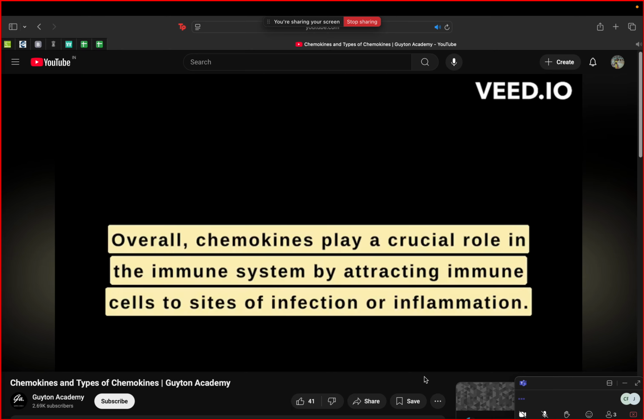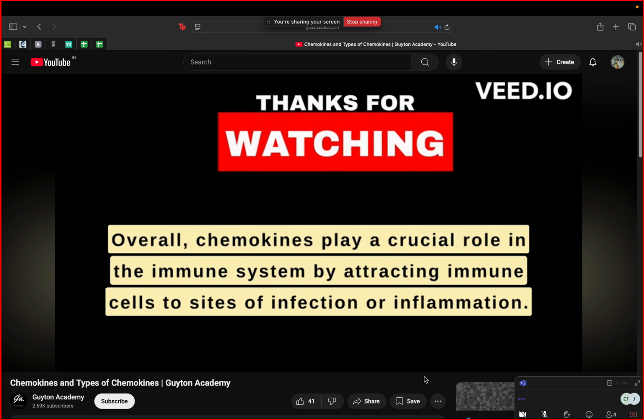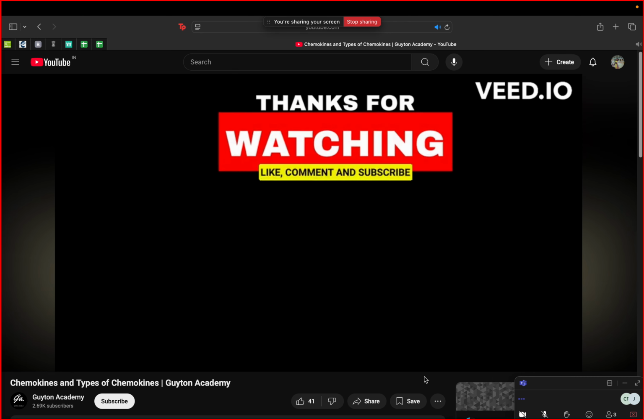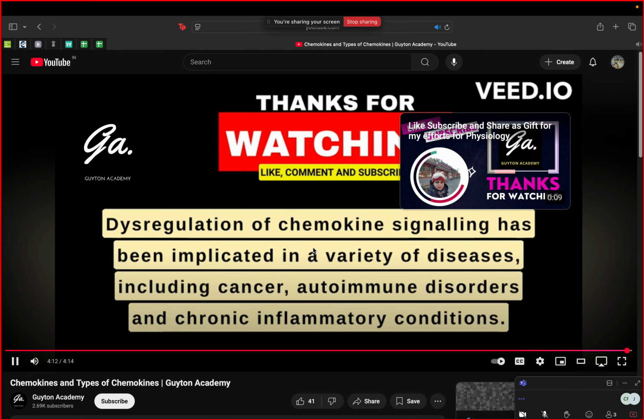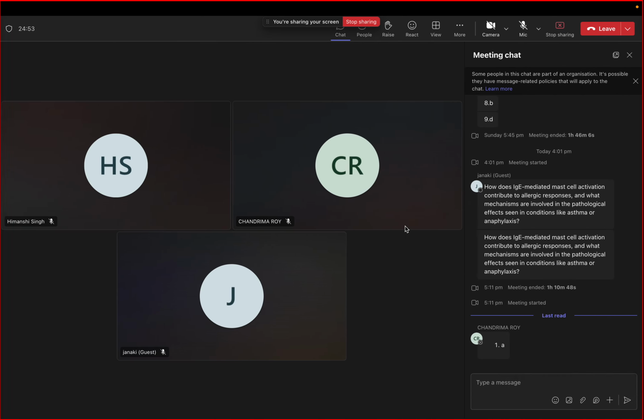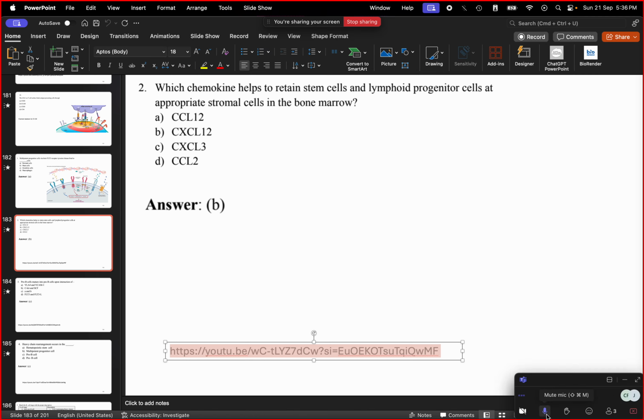Overall, chemokines play a crucial role in the immune system by attracting immune cells to sites of infection or inflammation. Dysregulation of chemokine signaling has been implicated in a variety of diseases, including cancer, autoimmune disorders, and chronic inflammatory conditions. As I've mentioned, it was not directly related to this particular thing, but we may trickle into the same topic. So I just wanted to take this opportunity and let you guys familiarize with these classes of cytokines. It's not necessary that you should remember or memorize it. It was just general information.